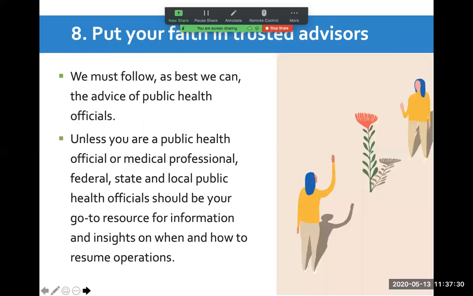Number 8 is to put your faith in trusted advisors. We're getting bombarded with advice from government officials, from elected officials, from appointed officials. And I just wanted to lift up the idea that what we need to do as best we can is to follow the advice of public health officials and recognize that others who are speaking out and giving us advice about when and how it's safe to return to our offices and facilities may have other motivations, right? So I would urge you to turn to those public health officials and those public health resources as your go-to guide. Number 9 is what I'm calling put your team on a pedestal.